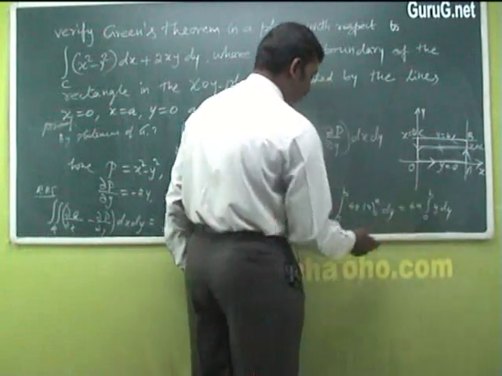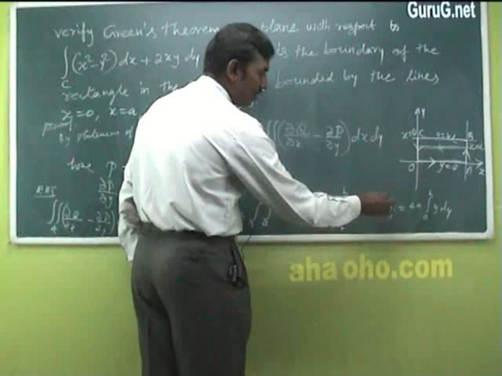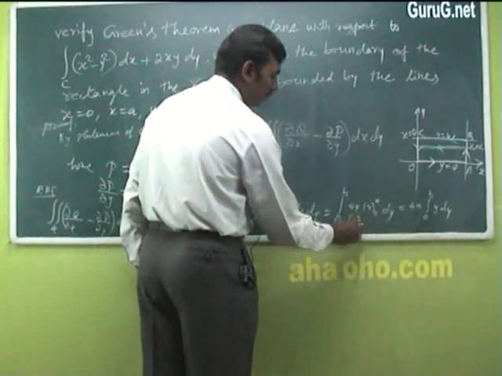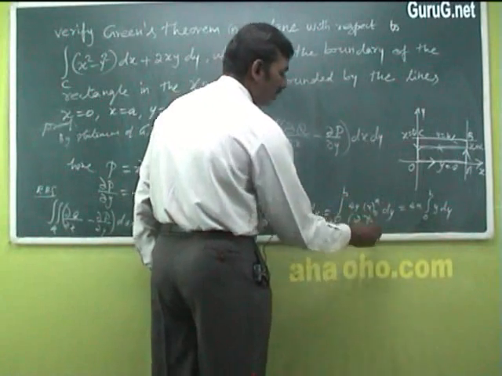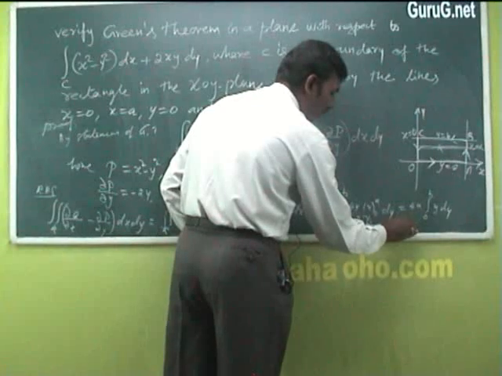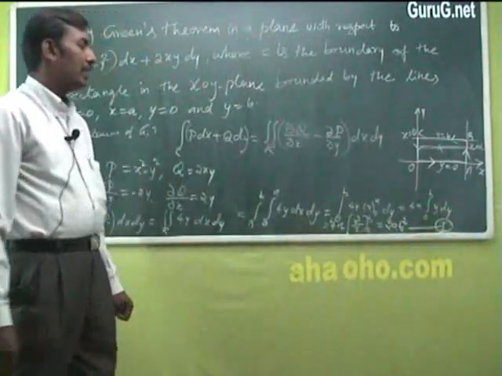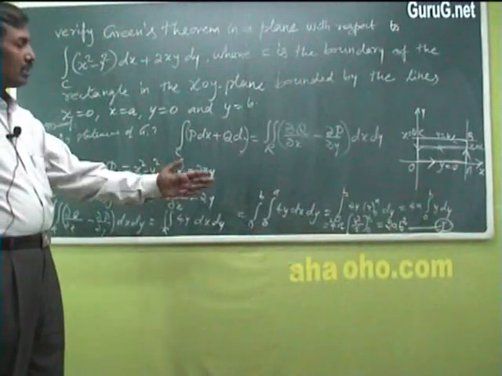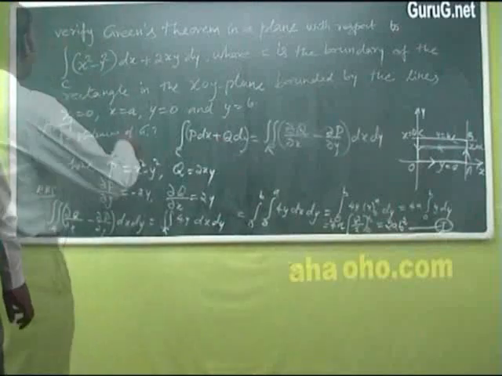So integrate this, 4a into y squared by 2, 0 to b. We'll simplify it, so 2a b squared. Take it as equation number 1. The right hand side of the given integral is 2a b squared. Now we go for the left hand side.